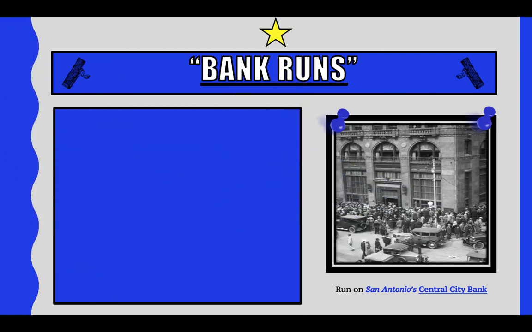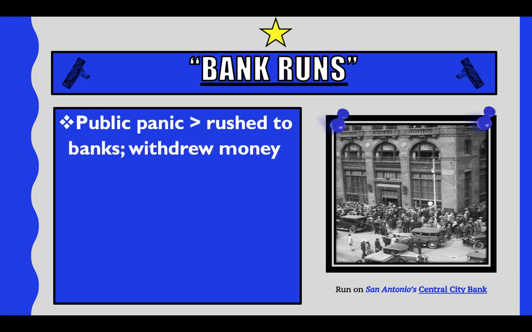So what happens when the stock market collapses? There is mass panic. What starts to happen is people start to form bank runs, which is essentially when people rush to banks to withdraw their money.